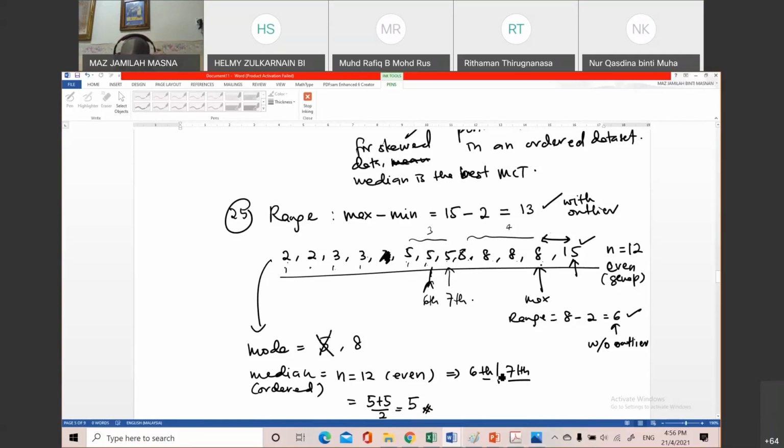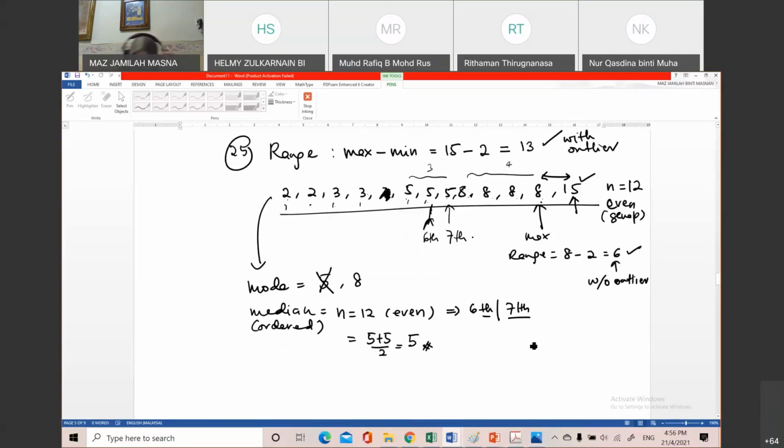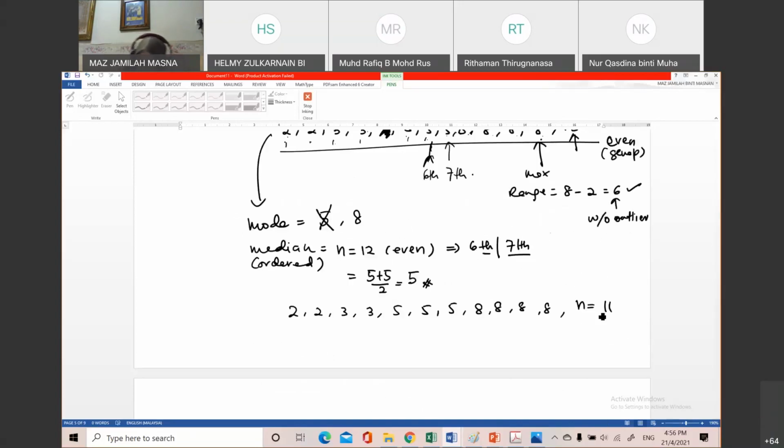So what if I reduce? Let's say I have only 2, 2, 3, 3, 5, 5, 5, 8, 8, 8, 8. Now you have 11 samples, so this is odd. It will definitely fall on a number. 1, 2, 3, 4, 5, 6. So exactly this is your median.